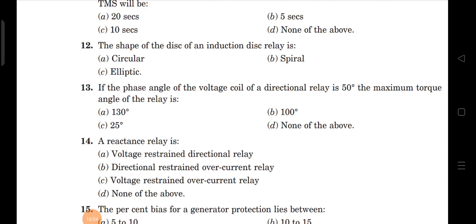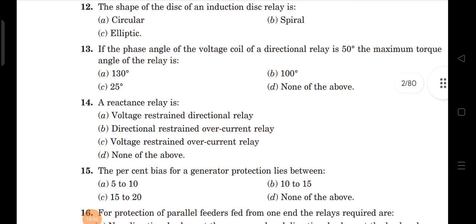Next, the percentage bias for a generator protection lies between? This is also a direct question: 5 to 10%.